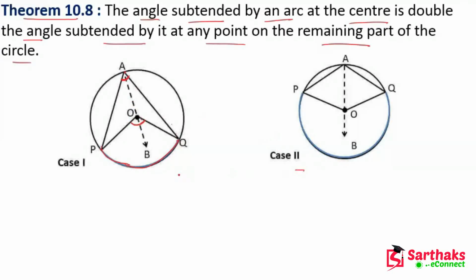Similarly, if you see in this figure, in case 2, this is an arc, a major arc. And this is the angle made by the arc at the center, and this angle is made by the arc at any point of the circle. So this angle is equal to twice this angle. Now we have to prove this condition.